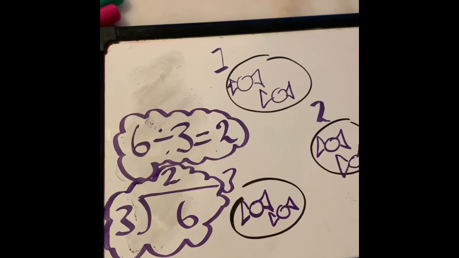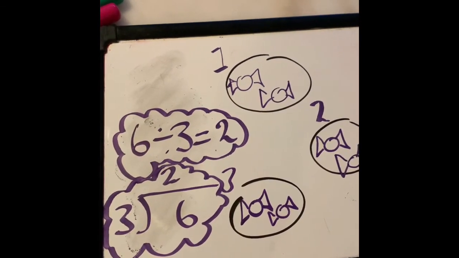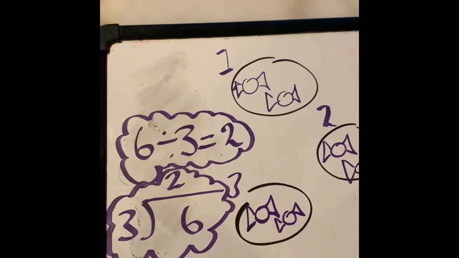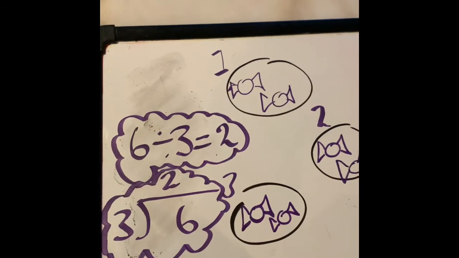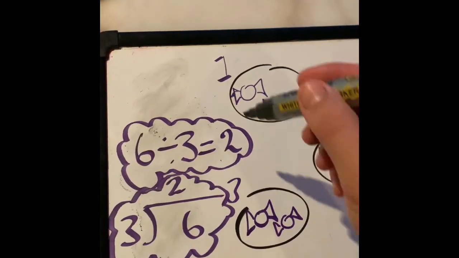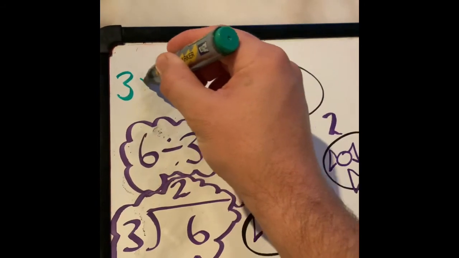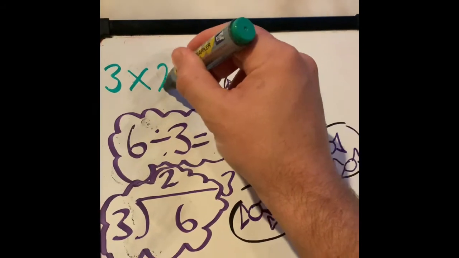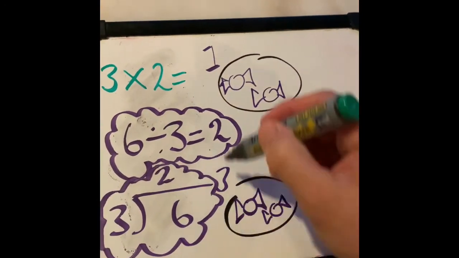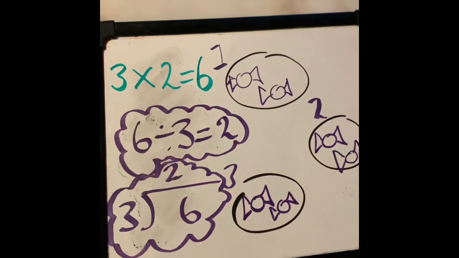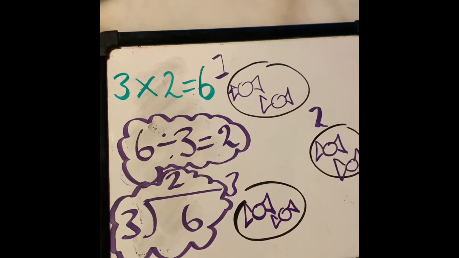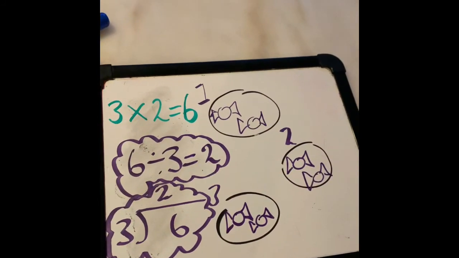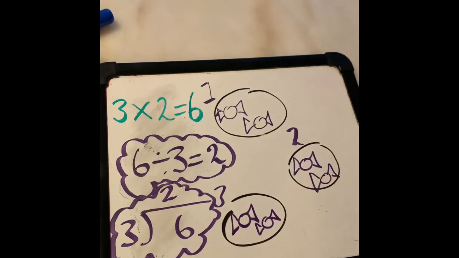If you had to think of a multiplication fact that goes with that, what would that be? A multiplication group I'm thinking of might be 3 times 2 equals 6. Because that has 3 groups of 2 equals 1, 2, 3, 4, 5, 6 all together.